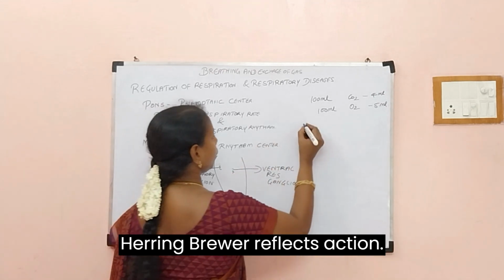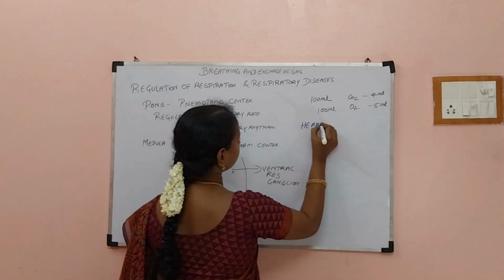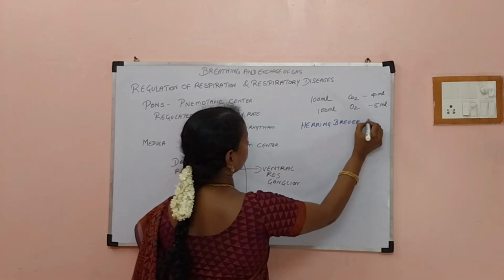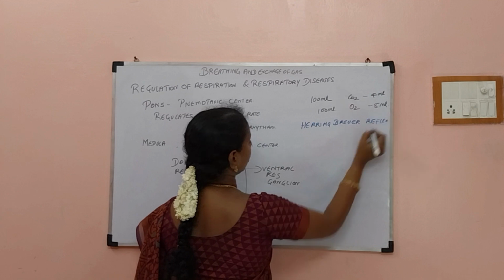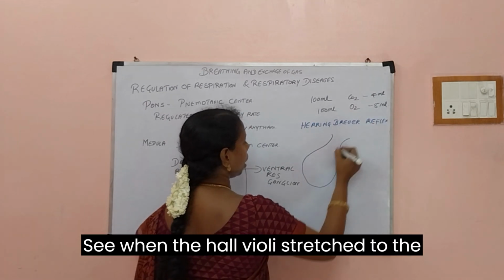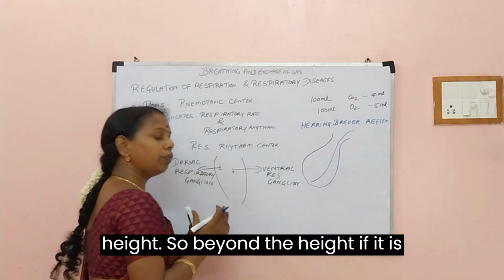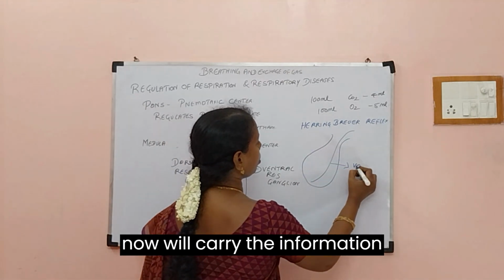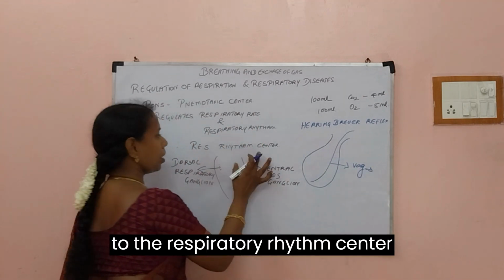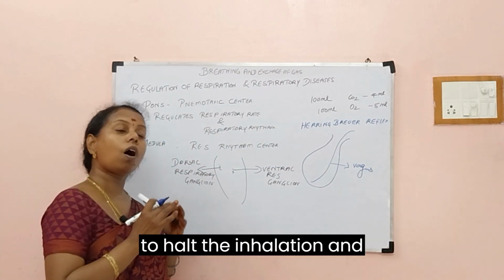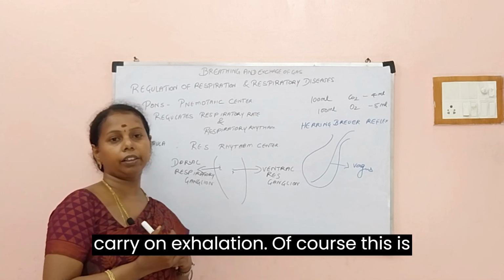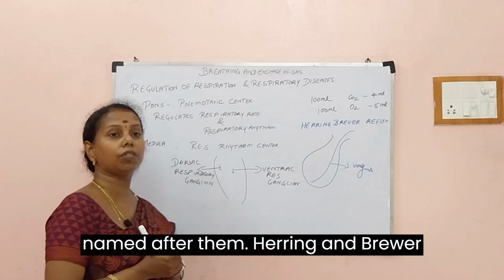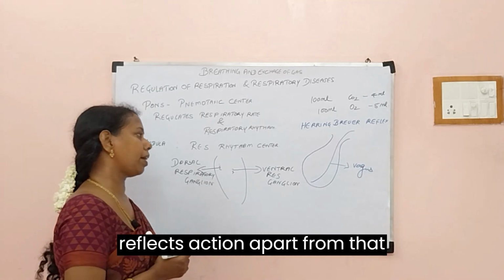Then the Hering-Breuer reflex action. In the Hering-Breuer reflex action, when the alveoli stretch beyond a certain limit, the vagus nerve will carry the information to the respiratory rhythm center to halt the inhalation and carry on exhalation. Of course, this was studied by Hering and Breuer, so it is named after them, the Hering-Breuer reflex action.